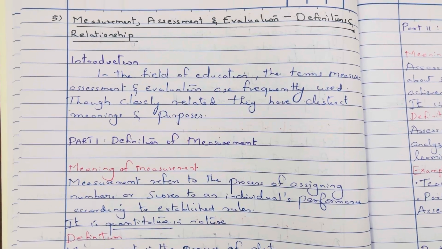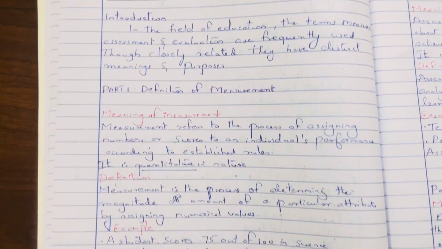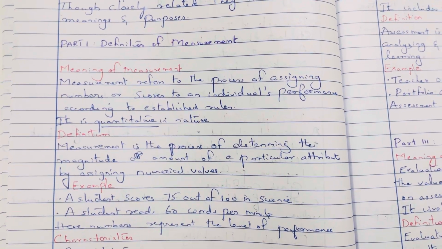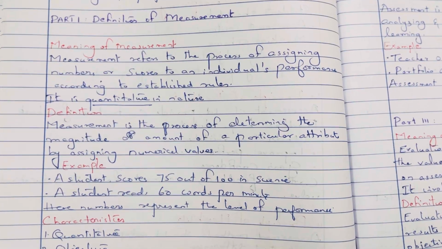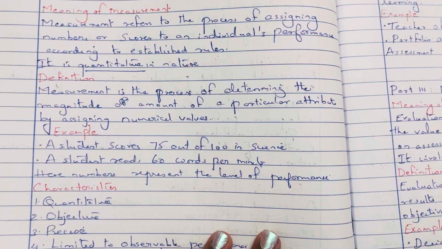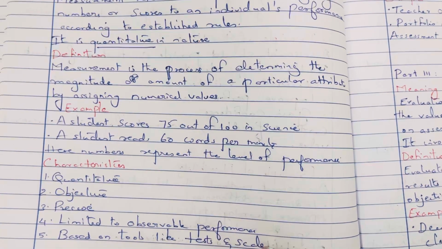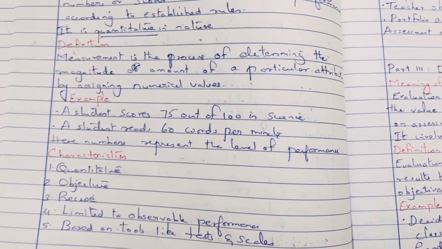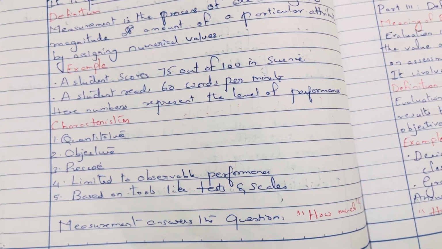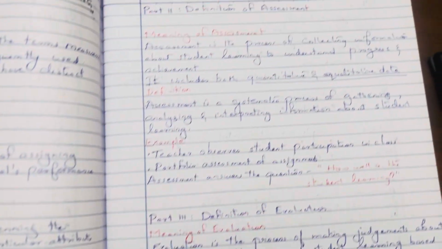Now, the relationship between measurement, assessment, and evaluation, these three terms. Meaning of measurement. Measurement refers to the process of assigning numbers or scores to an individual's performance according to established rules. It is quantitative in nature. Example: a student scores 75 out of 100 in science. That is called measurement. The characteristics are: quantitative, objective, precise, limited to observable performance. It answers the question: how much.